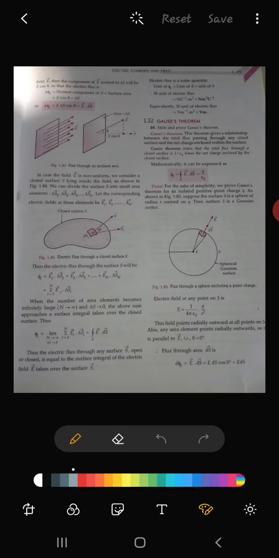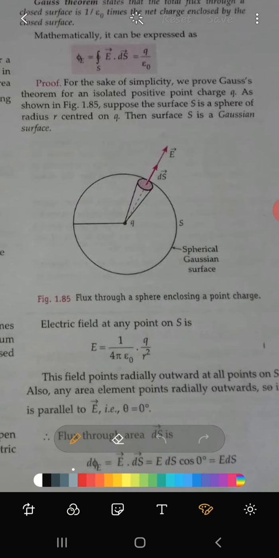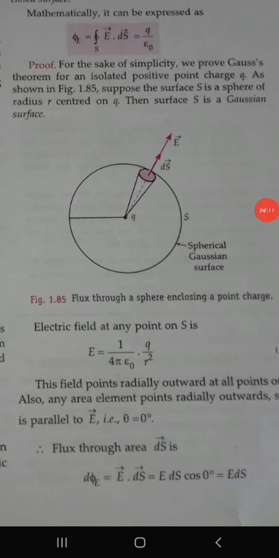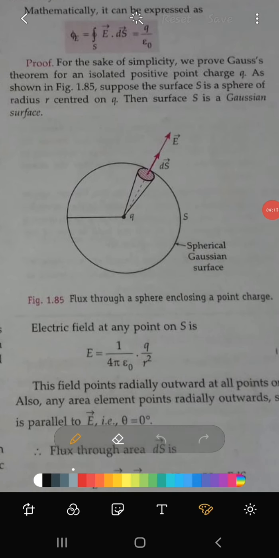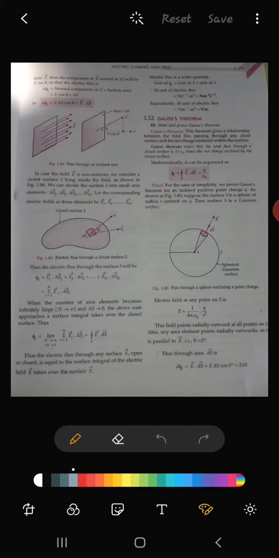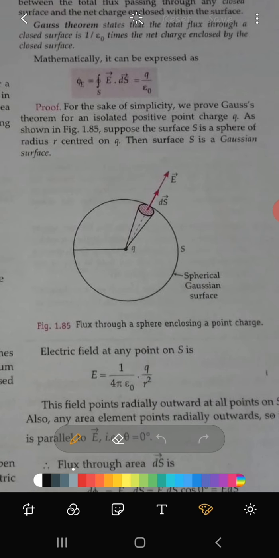We'll prove this formula, because many times the question may come in the board exam: state and explain. So this is the statement. Now we are going to explain the proof of the Gauss theorem. For the sake of simplicity, we can consider any Gaussian surface. This is the Gaussian surface or closed surface we have considered.